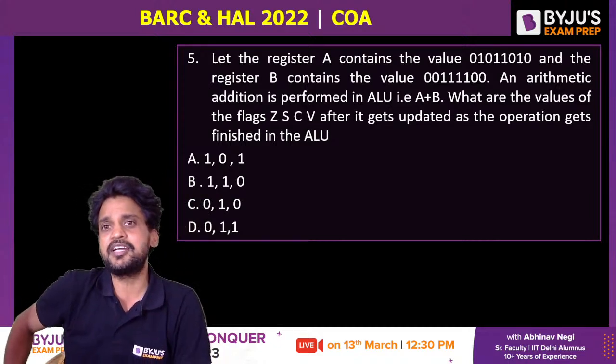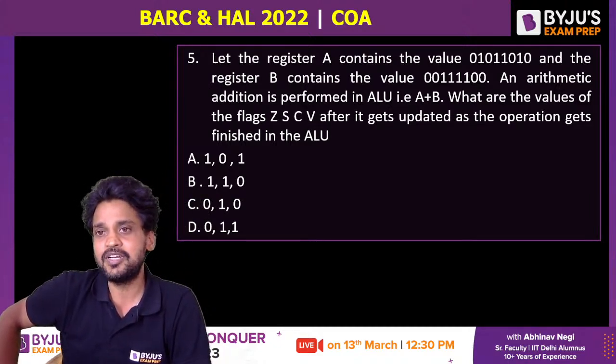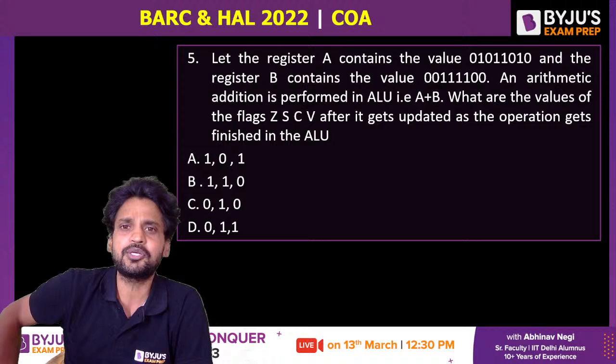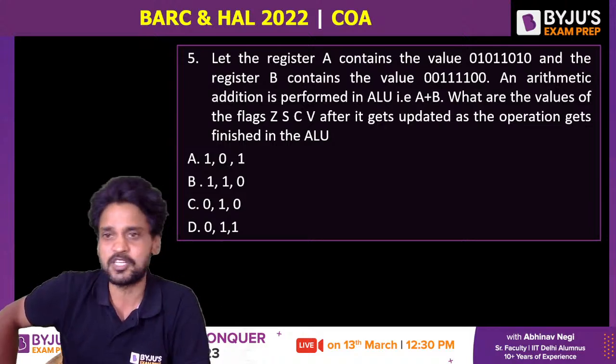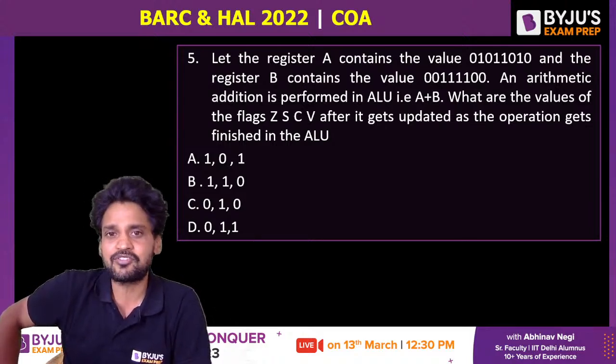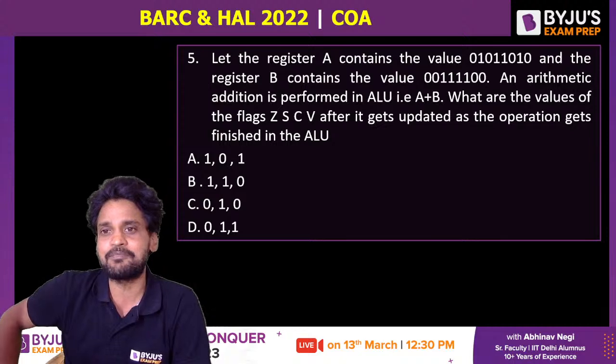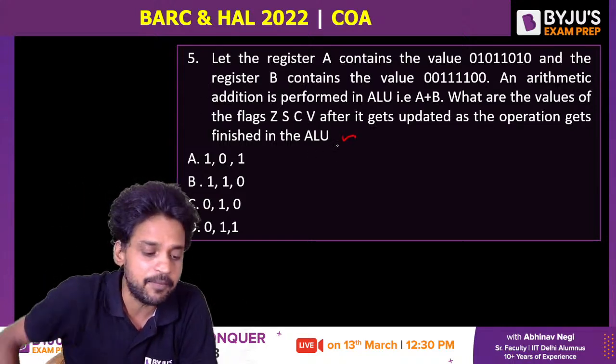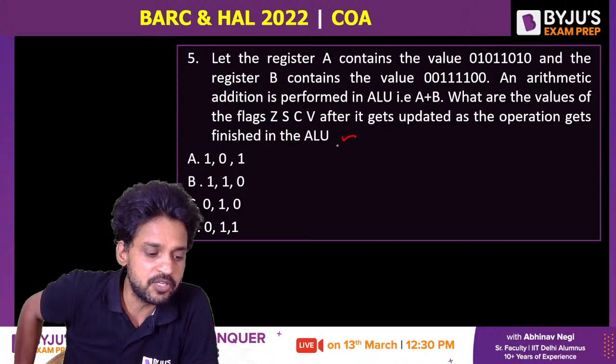Let a register A contain the value 0101 1010 and the register B contain the value 0011 1100. An arithmetic addition is performed in the ALU, that is A plus B. What are the values of the flags Z, S, C, V after they get updated as the operation finishes in the ALU? I'll give you 2 minutes. Can you solve it for me?